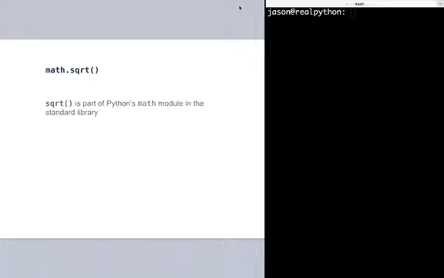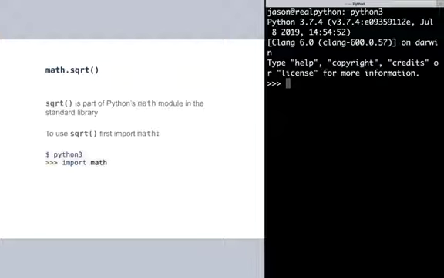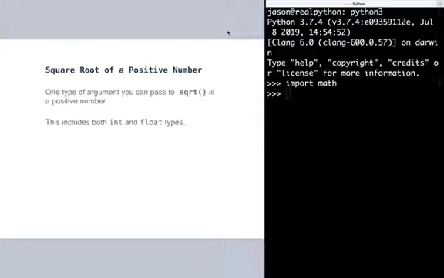Square root is a part of Python's math module in the standard library. So to use it, first we're going to go into our Python interpreter. Once here, we'll just import math. Now it's available for use. To begin, we'll take a look at the square root of a positive number. We can do this with both integers and floating point types.